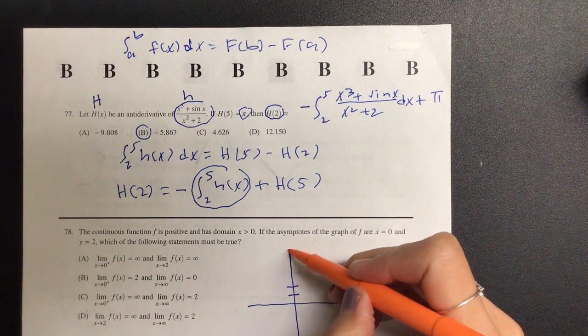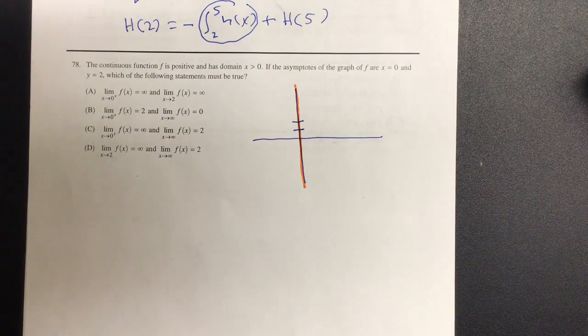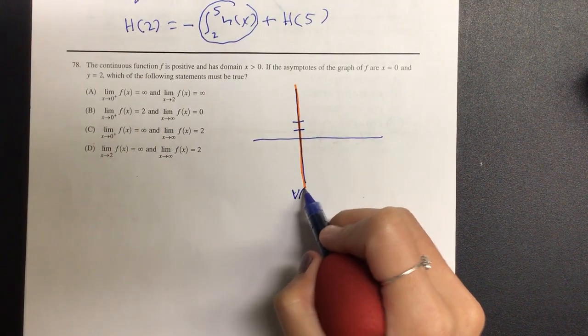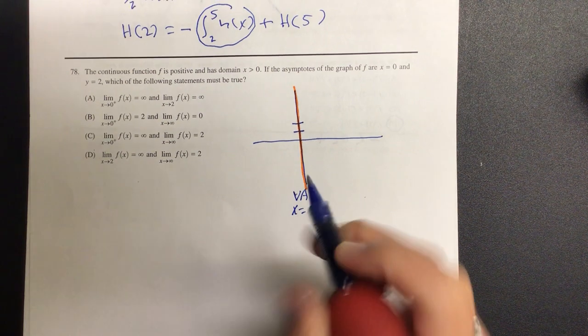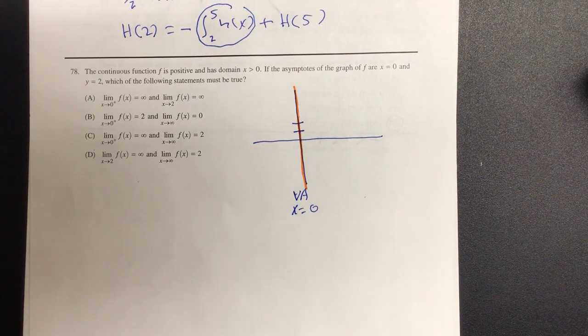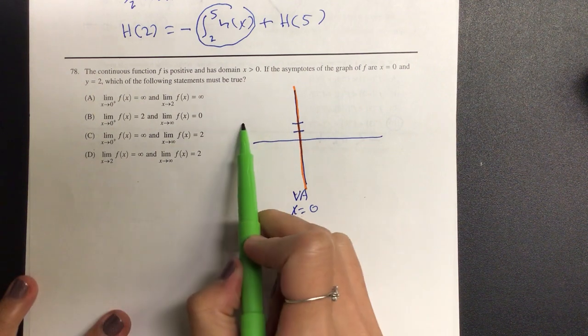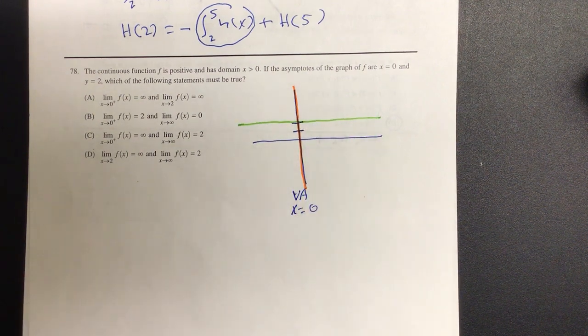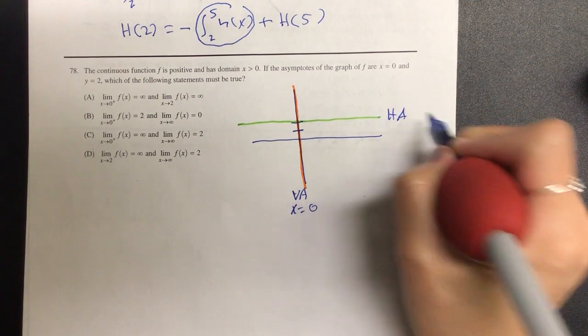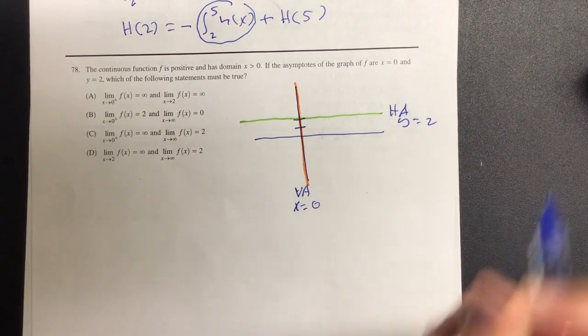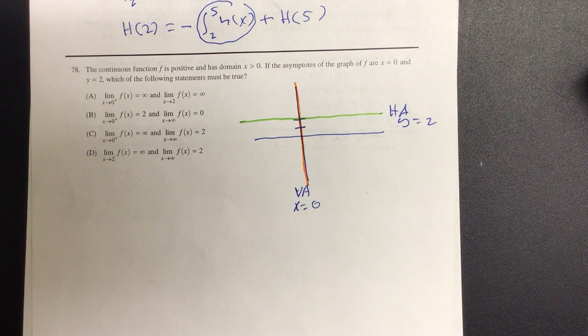So we have x equals 0. I'm going to graph it right here. And let's also label, just to be specific. If you're in a time crunch, you don't need a label. And then we have a horizontal asymptote at where? 2. So here's my horizontal asymptote. Again, label if you have time.